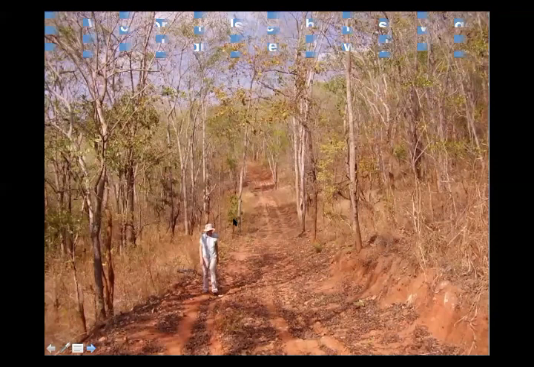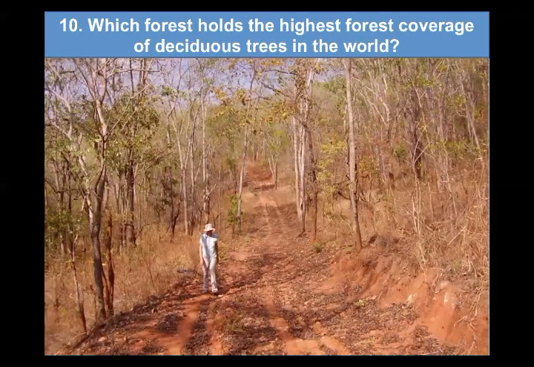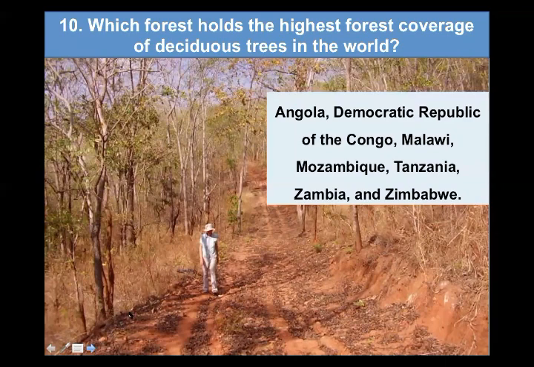Which forest holds the highest forest coverage of deciduous trees in the world? We know India possesses the highest deciduous forest patches compared to other forest types, compared to the evergreen, and we have tropical wet evergreen and dry evergreen. The deciduous forests are the largest forest type in India. But in the world, it is Africa, and it includes 7 different countries: Angola, Democratic Republic of Congo, Malawi, Mozambique, Tanzania, Zambia, and Zimbabwe.